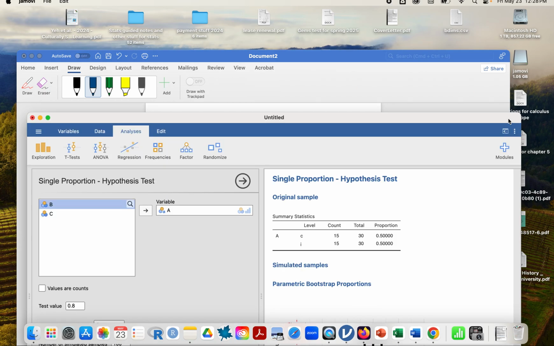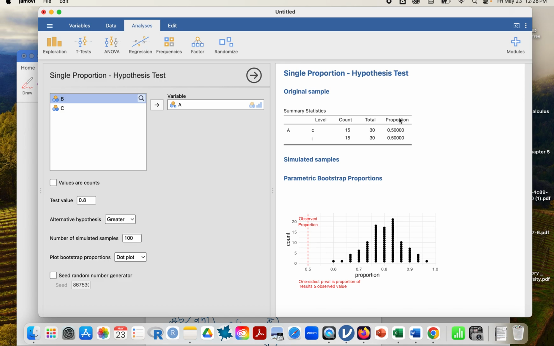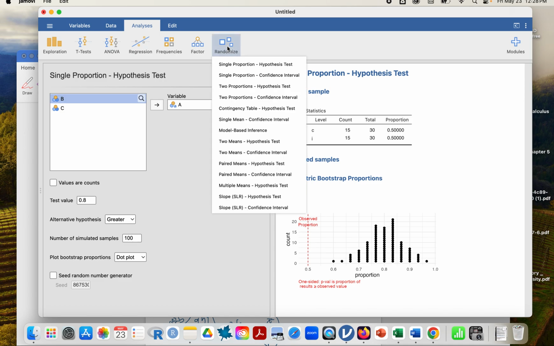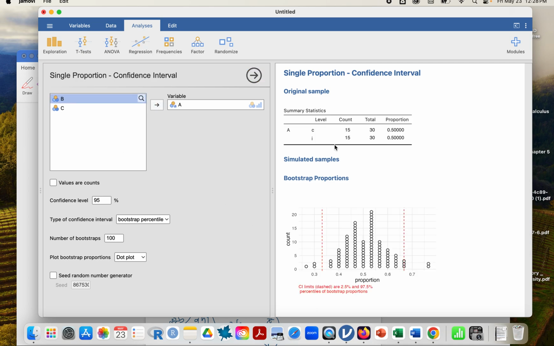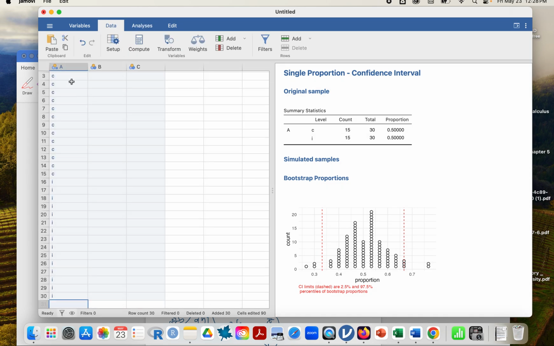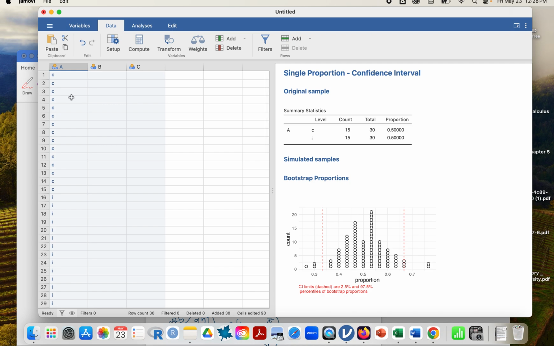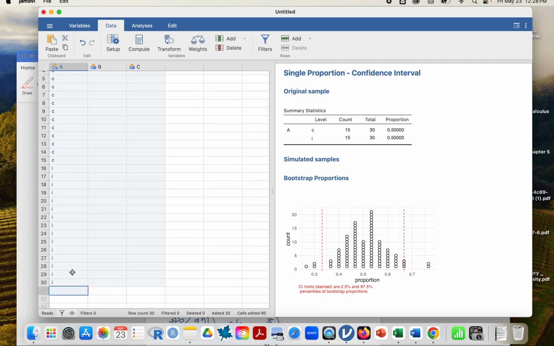Let me travel here, and I am going to click on single proportion confidence interval. I'm going to put A in the variable spot, and if we look at this, we've got 15 corrects and 15 incorrects. I'll show you the data. If they were guessing, somewhere around half of them would be correct, and about half of them would be incorrect. So I have corrects and incorrects.